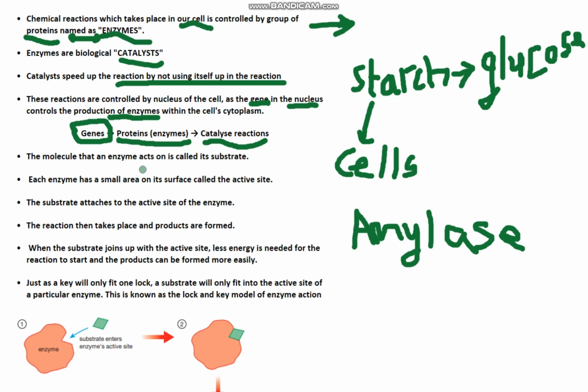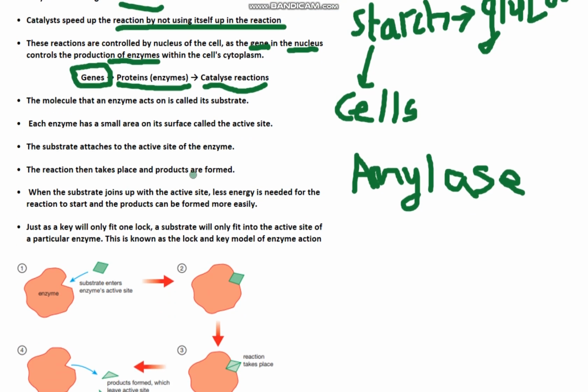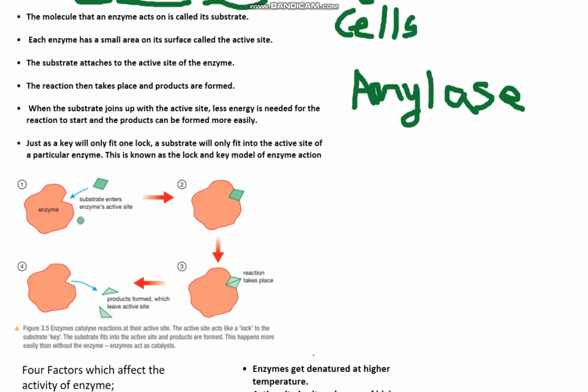The molecule that an enzyme acts on is called its substrate. So in this diagram, if we talk about substrate and enzyme, this is the enzyme and this is a substrate entering the enzyme's active site. This is the active site. I'll just write A and S. The active site is an opening where a substrate binds, and a reaction takes place. So in the next picture, we can see the substrate binds to the enzyme's active site. It's an opening like this, or it can be any shape for the substrate to bind to. When it binds, a reaction takes place.